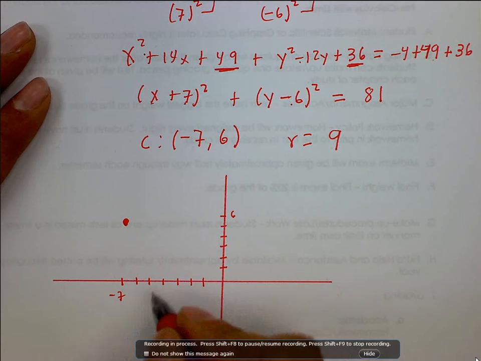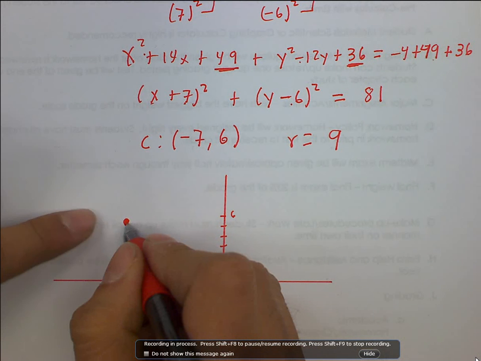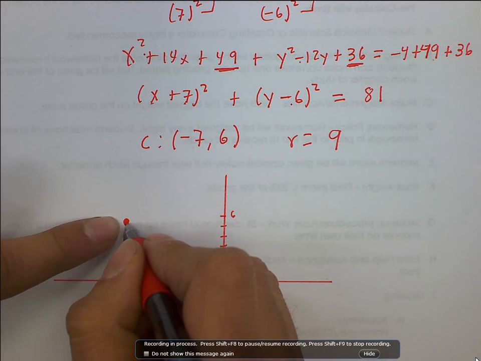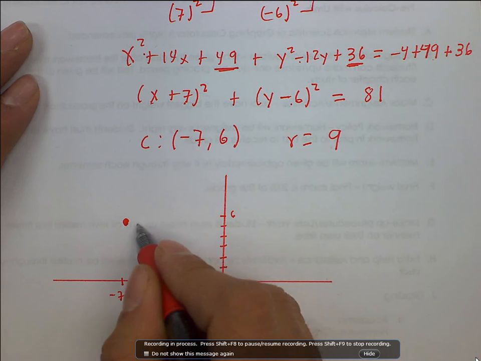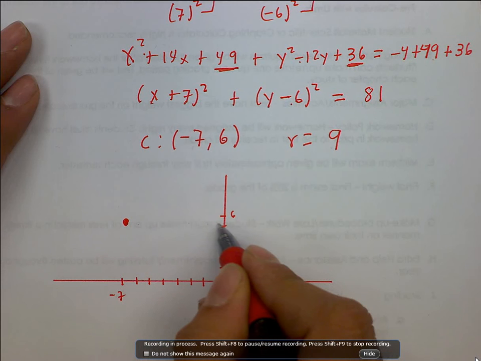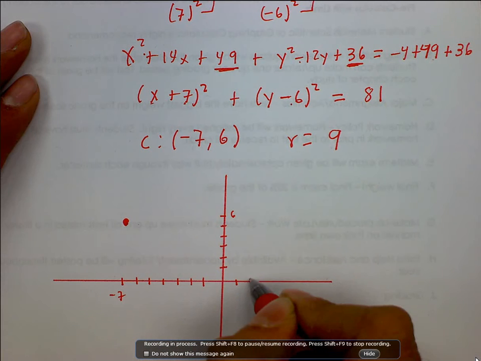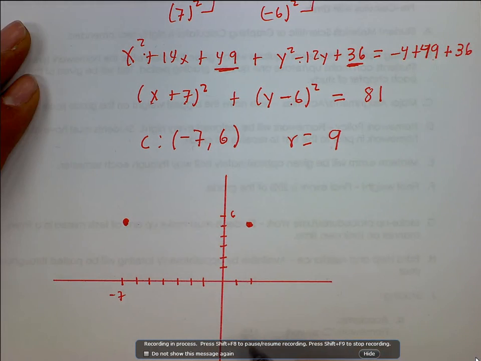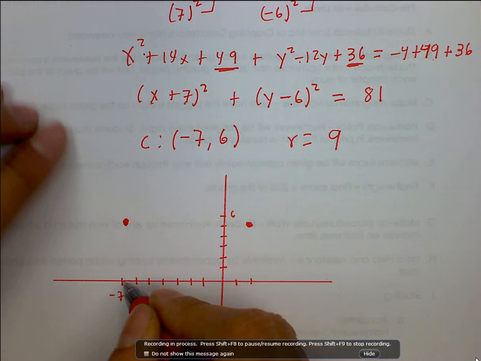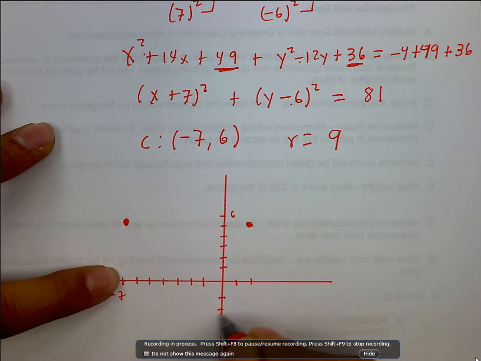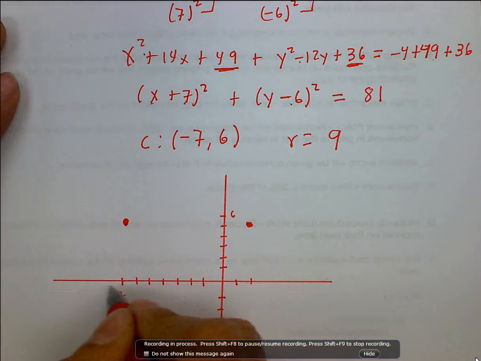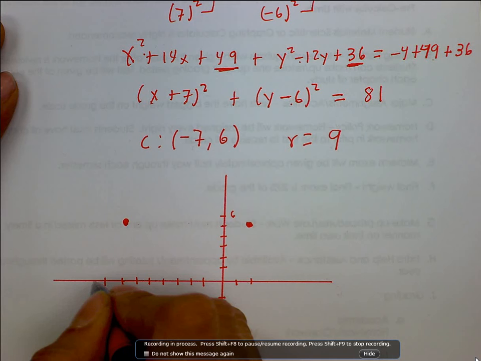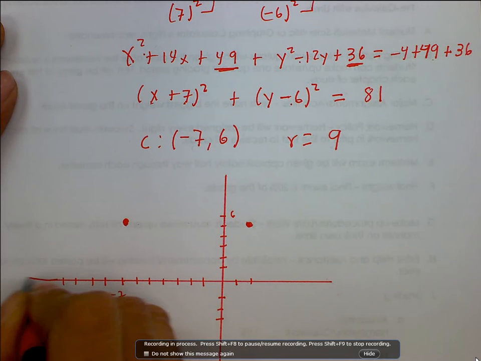So how do we do that? The way we do that is from the center, you count 9 units in every direction. So you're going to go 1, 2, 3, 4, 5, 6, 7, 8, 9. So that's 9 in that direction. Now that's going to be 6, 7, 8, 9. So that's another one, so now we have 2 points. Now we need to get 9 in this direction, so that's 1, 2, 3, 4, 5, 6, 7, 8, 9.